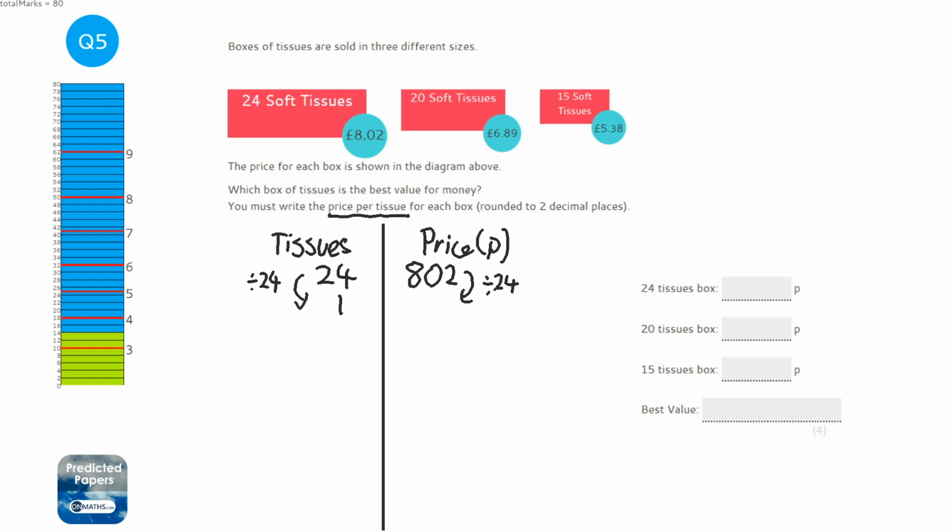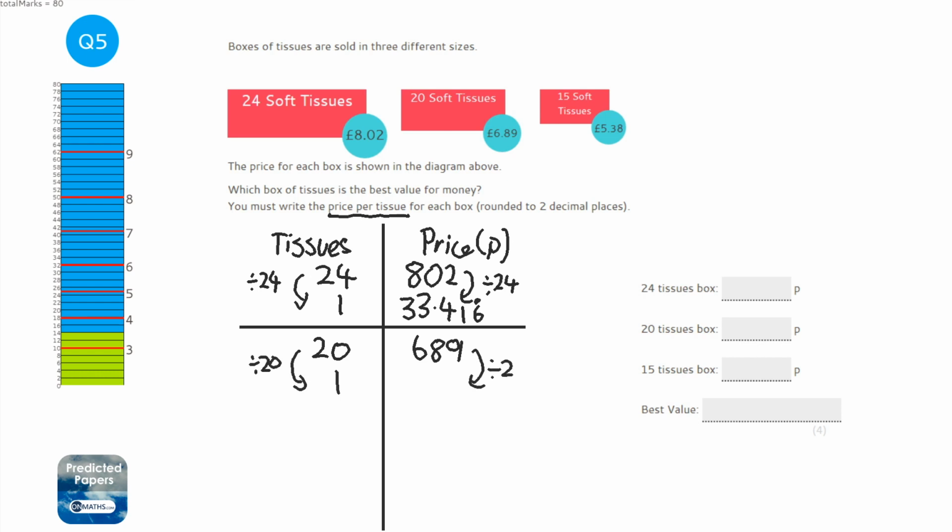So I do 802 divided by 24, and I get 33.416 recurring. Okay, let's try the next one. So that's one done. In fact, if I draw a line, then I can show that I've done that. Okay, so the next one is 20 tissues, and that costs 689 pence. So this time I'm going to divide both sides by 20, so I know how much one tissue costs. So 689 divided by 20 on the calculator, and I get 34.45 pence.